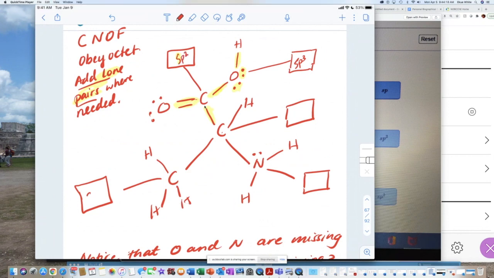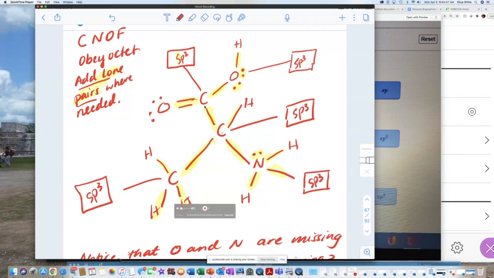Around the second carbon in the middle, I have 4 groups, 1, 2, 3, 4. So with 4 groups, I have sp3 hybridization. Around the third carbon, 1, 2, 3, 4, I also have 4 groups, sp3 hybridization. And then the nitrogen, I have 1, 2, 3, 4, which is also sp3 hybridization.